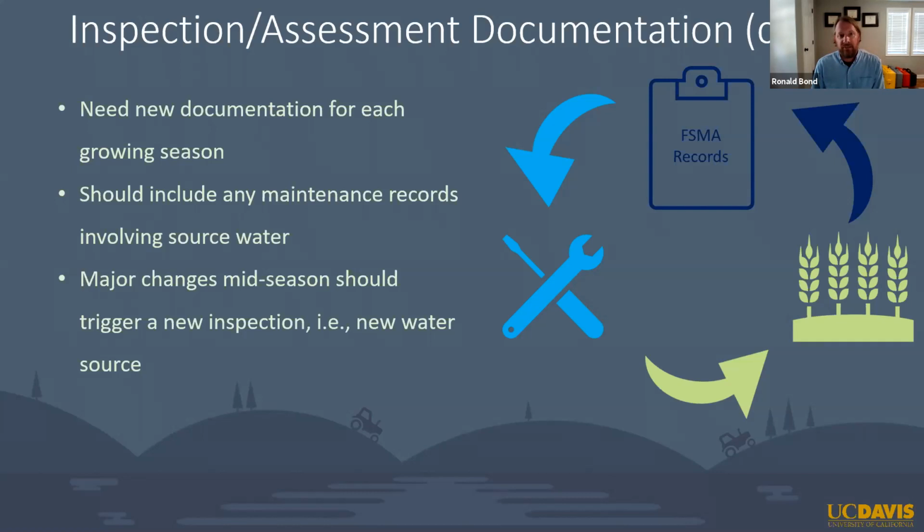And then any major changes to your water distribution system should trigger a new inspection, i.e., that you went from your canal source to a reservoir or a pond source of water, or any type of interchanging of that. That should be documented and written down.